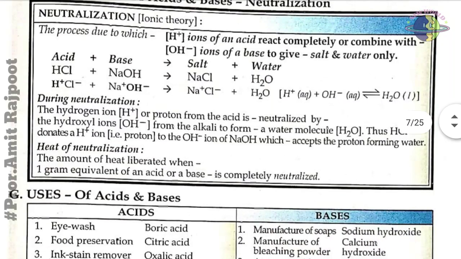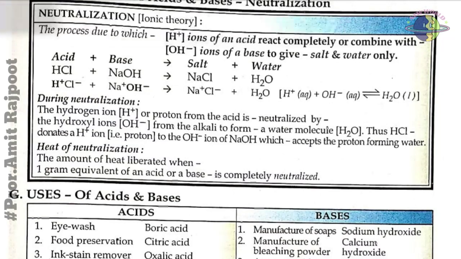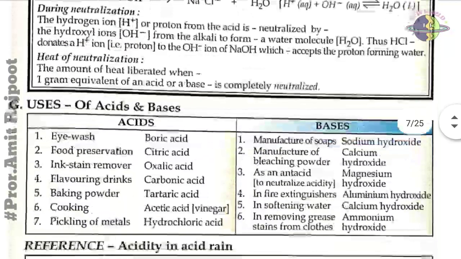So during neutralization, what happens? Hydrogen, a proton, reacts with hydroxyl ions from the alkali to form a water molecule. Heat is liberated, the heat of neutralization, which is the amount of heat liberated when 1 gram equivalent of an acid or a base is completely neutralized.